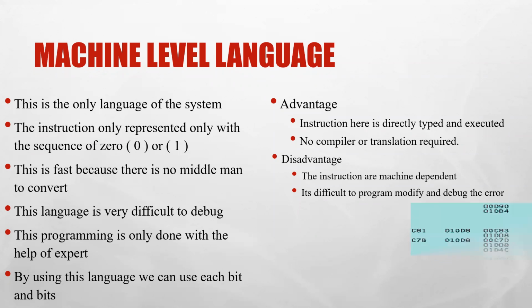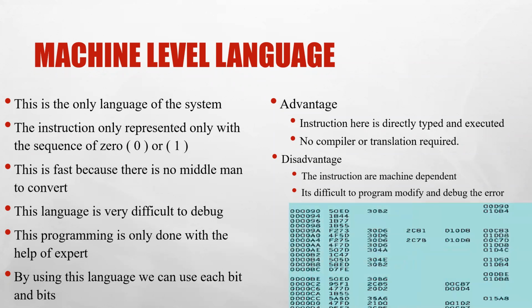Now, how does a machine level language actually look? A machine level language looks similar to this. Anything you want to do, it is going to use zeros and ones itself, or it uses number formats: binary, decimal, hexadecimal, and octal. These things are being used in machine level coding. Understood? This is what a machine level language is.